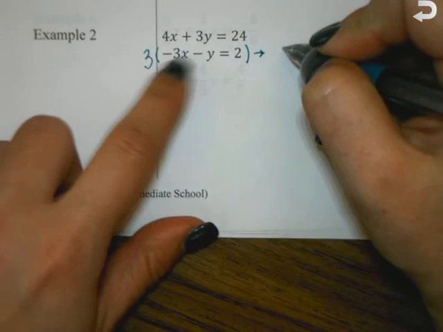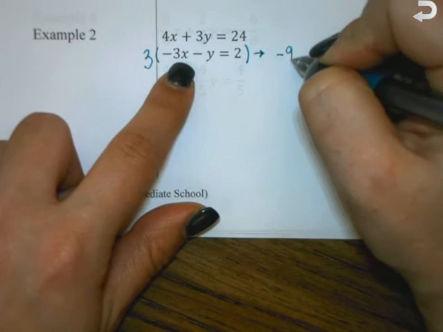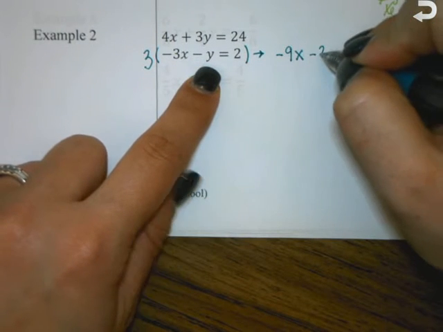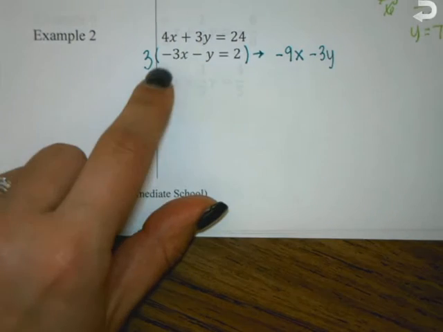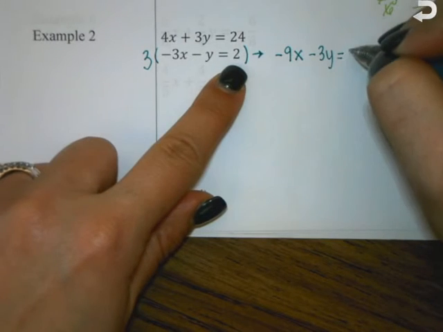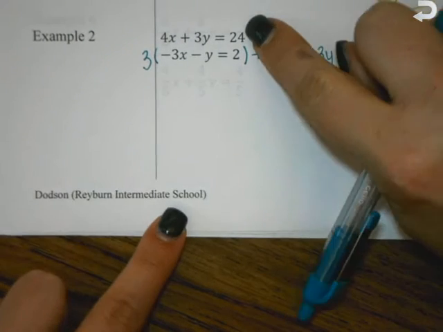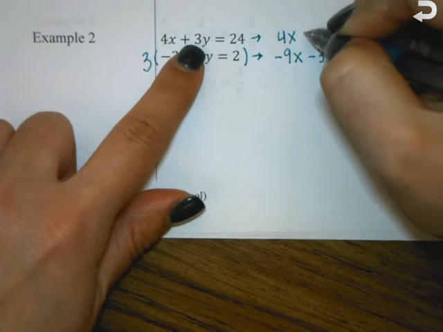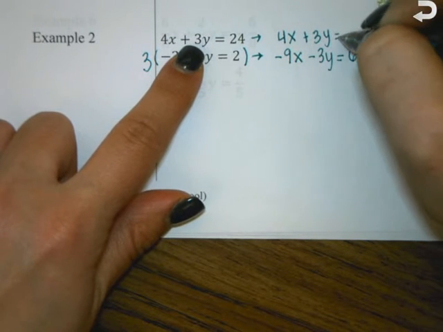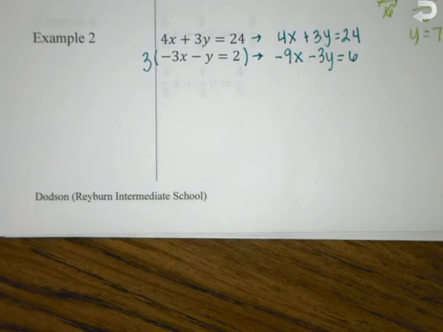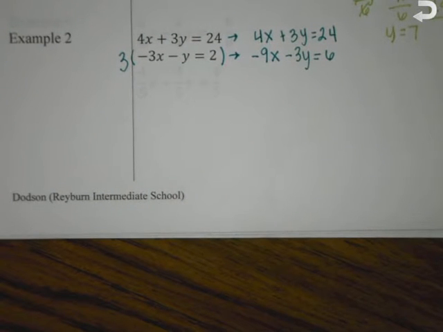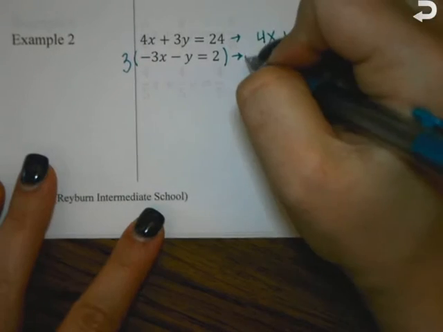3 times negative 3x gives me negative 9x. 3 times negative y gives me negative 3y. And 3 times 2 gives me 6. Now, I'm just going to rewrite the first equation exactly the way it was so that we have them stacked. But now can I eliminate a variable? Yep. So if you're ever missing a term, multiply to get the same coefficients, because now I can add straight down.